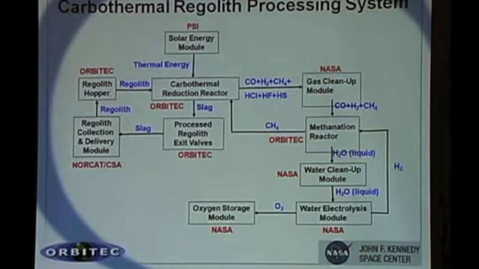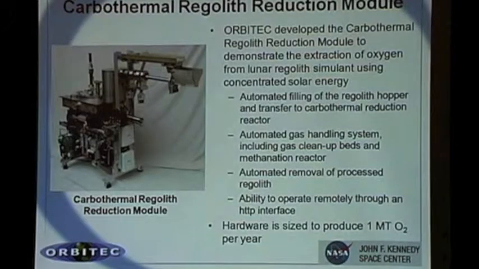And then the hydrogen and oxygen from the electrolyzer were also used to run a fuel cell, which at some points we used that power to run a carbothermal reduction system. So we have a closed loop system, and the idea is to go from dust to thrust, as you would on the moon or Mars or whatever. So this is a photograph of the carbothermal reduction module as built by Orbitec.